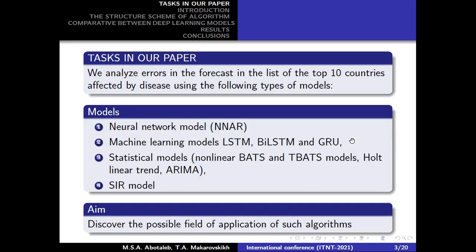Tasks in our paper. In our paper we have a task to analyze errors in forecasting in the list of top 10 countries affected by the disease using the following models. The first, neural network models, NNAR, neural network autoregressive. The second, machine learning models: LSTM, bidirectional LSTM, and GRU. Then the statistical models: nonlinear BATS and TBATS, Holt linear trend, and the ARIMA model. And finally, the SEIR model, an epidemiological model. Our aim is to discover the possible fields of application of such algorithms.